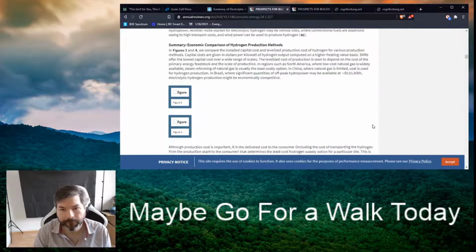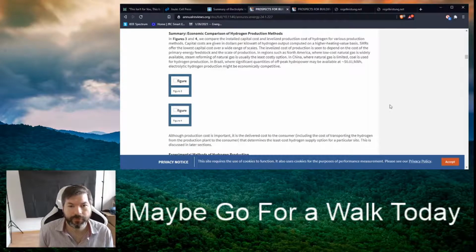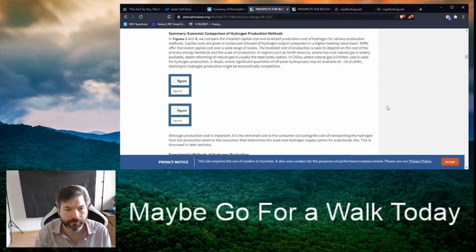So, summary. Economic comparison of hydrogen production methods. I don't want to read this. I fear it's already too far out of date, but we'll give it a shot.